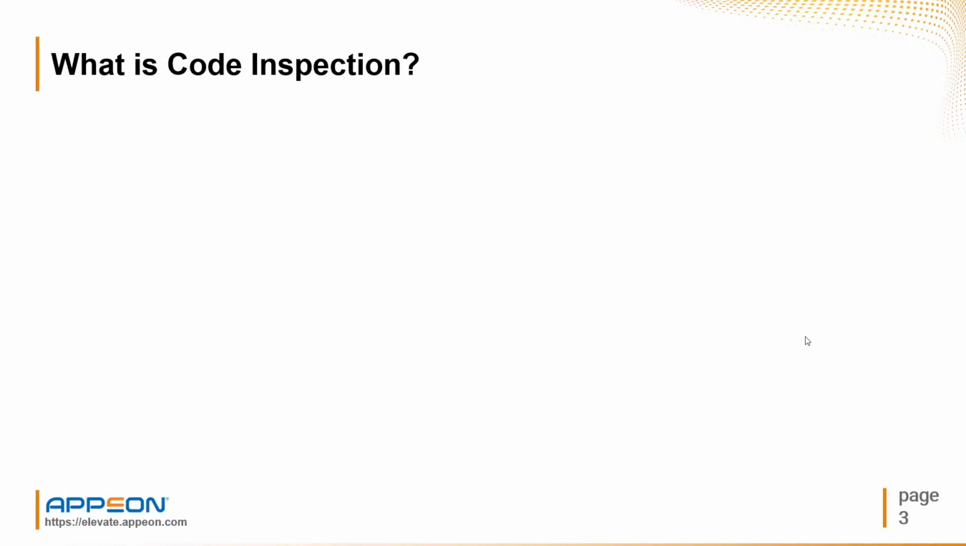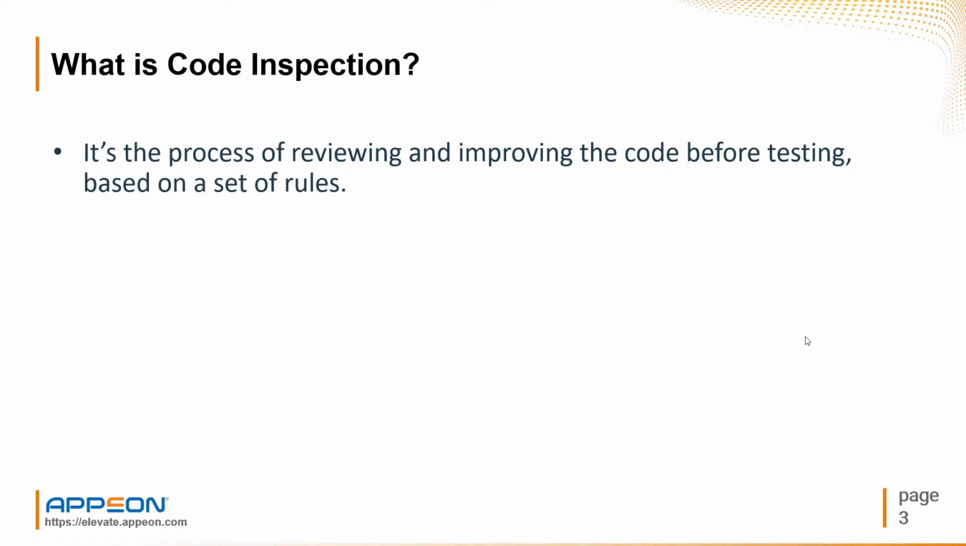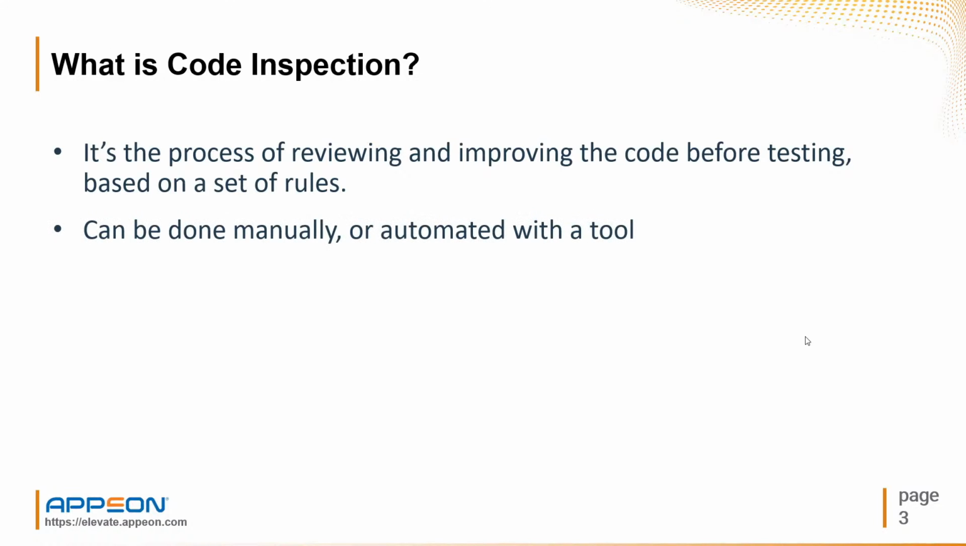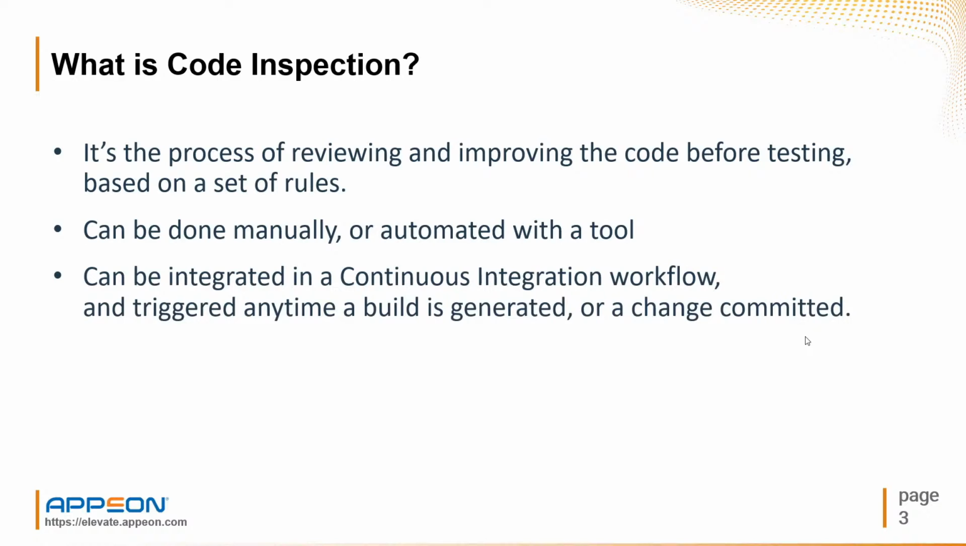Let's start with a quick word about code inspection. Basically, it's the process of reviewing and improving your code before testing based on a set of rules. It can be done manually or it can be automated with a tool, and that's what we are going to do today with Visual Expert. It can also be integrated in a continuous integration workflow if that's something you're looking at implementing in your organization.